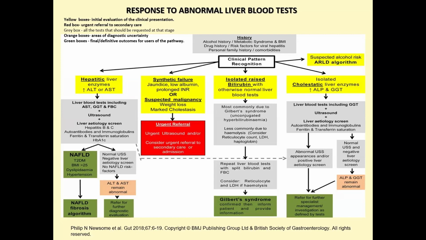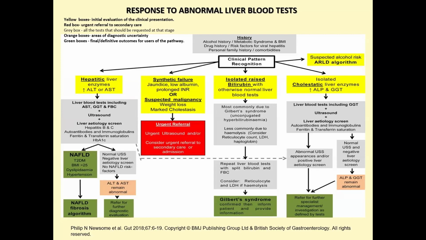Now let us see the gray box. What is the gray box? All the tests that should be requested at that stage. If you see ALT increase, AST increase, they go for ultrasound. After seeing the liver enzymes, they go for the next investigation. What is that? Ultrasound. You go for hepatitis B or C.